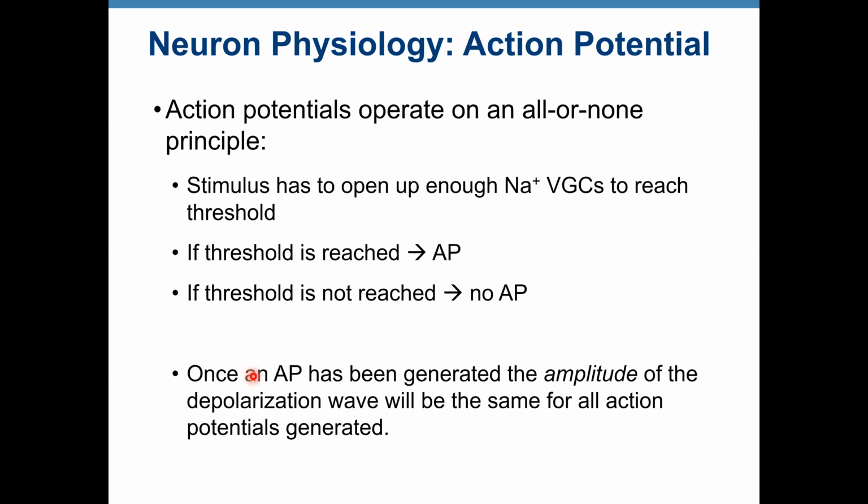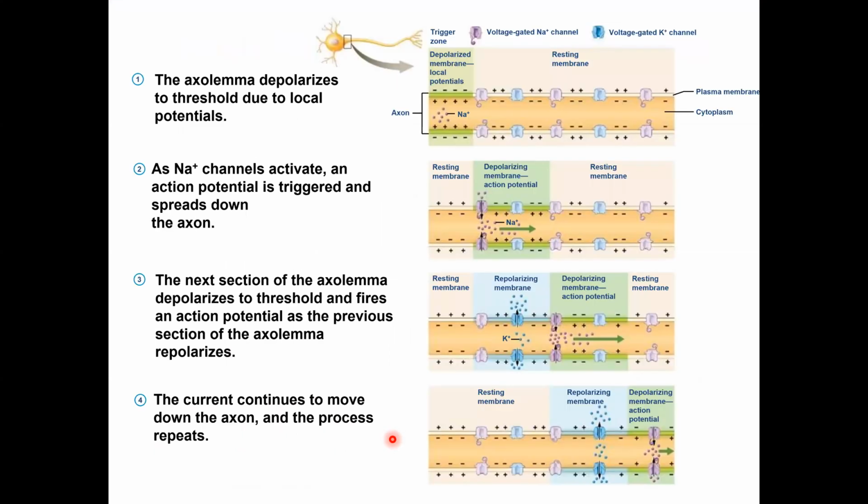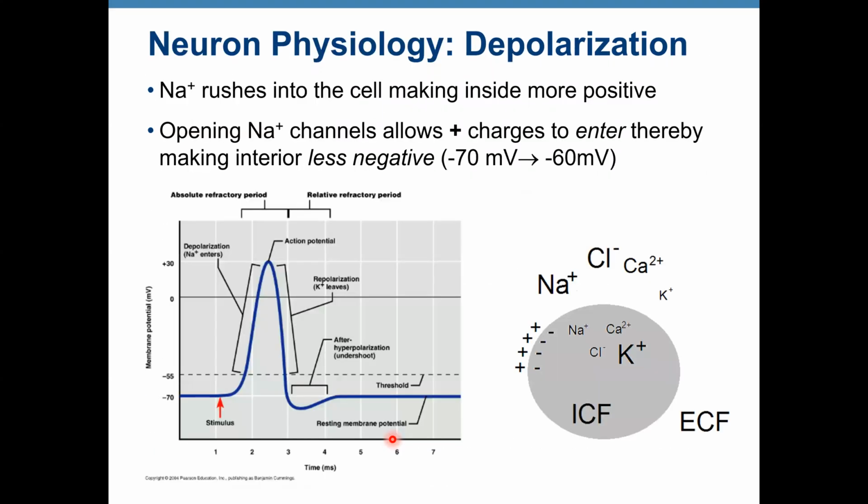But once an action potential has been generated, the amplitude of the depolarization wave will be the same for every action potential generated. Action potentials never go higher or lower. It's always going to be to plus 30 and then back.